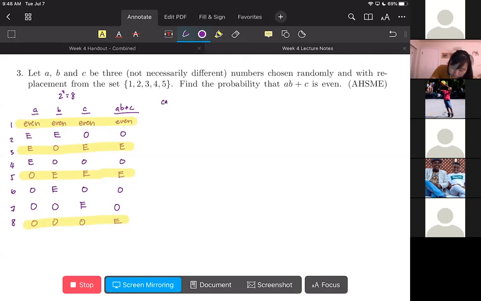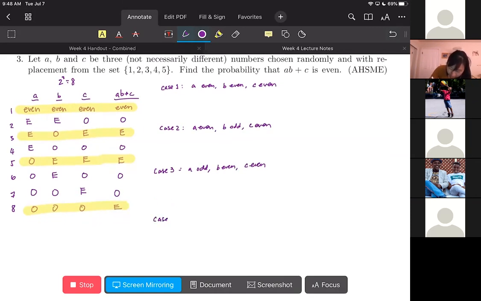So let's write that down. Case 1, A is even, B is even, and C is even. Case 2, A is even, B is odd, C is even. Case 3, A is odd, B is even, C is even. In case 4, sorry, not enough room. Case 4, A is odd, B is odd, and C is odd.